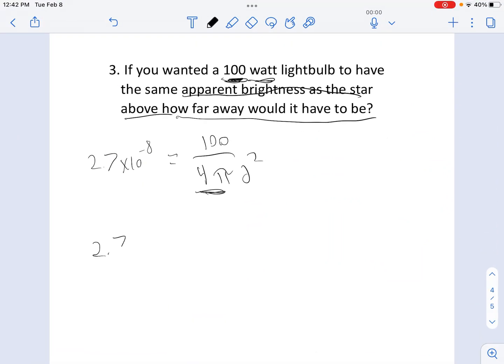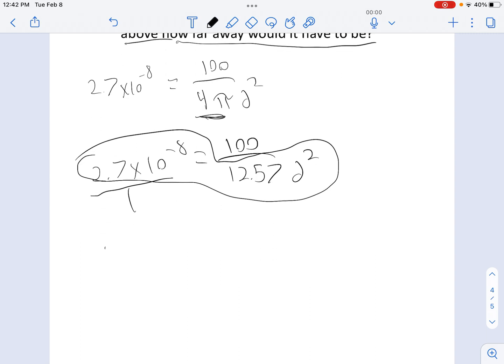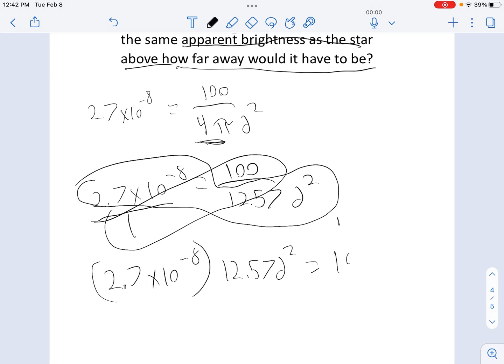All right, so I rewrite everything. 2.7 times 10 to the negative 8th equals 100 over 12.57. And then that's combined with d squared. All right, from there you got to cross multiply. So you do 2.7 times 10 to the negative 8th, which I'll put in parentheses, times our 12.57 d squared equals 1 times 100, which is just 100.